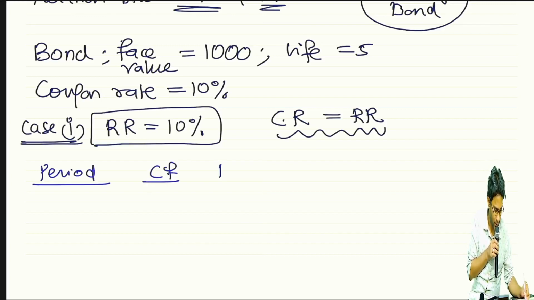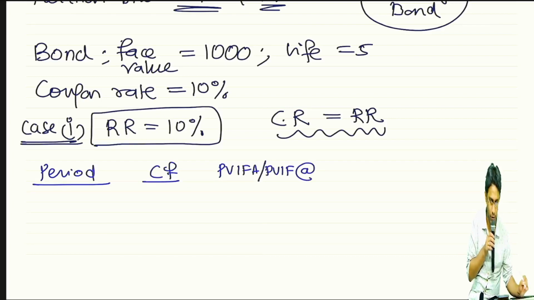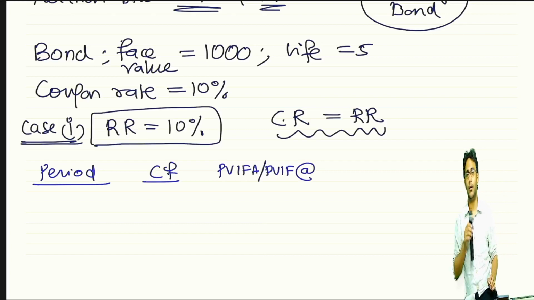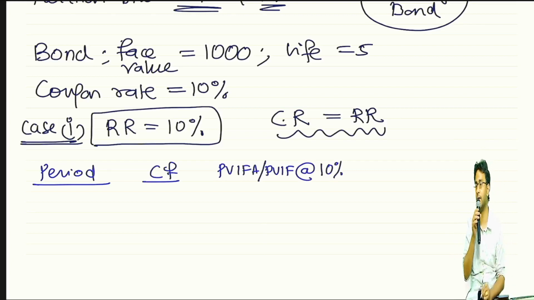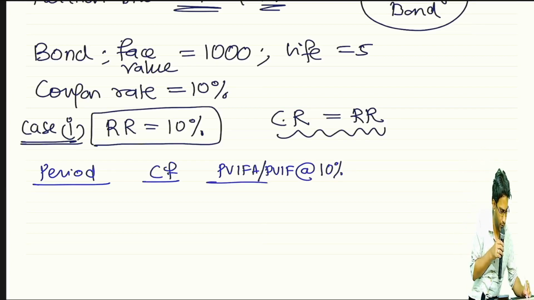Period, cash flow, PVIFA, PVIF. Tell me, at what rate should I discount? 10. Which 10%? Very good, it is the required return of 10%.